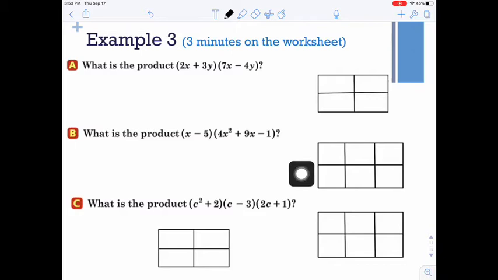So if you notice down here we have 3, I have 2 boxes because we're going to have to do it twice. All you have to do is write each term above its own box. So 2x and 3y go together. I'll put them on top. And then I have 7x and negative 4y.